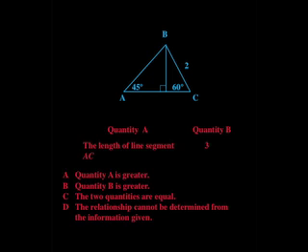We're asked to compare two quantities. Quantity A is the length of line segment AC, and quantity B is 3. AC is the base of the triangle, but we can divide it up into two smaller triangles.